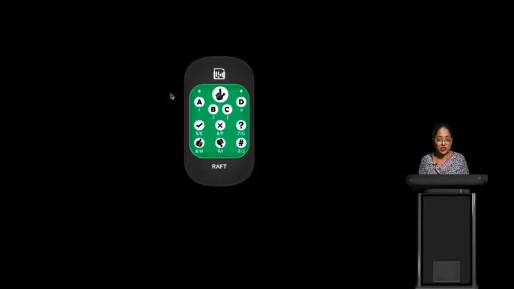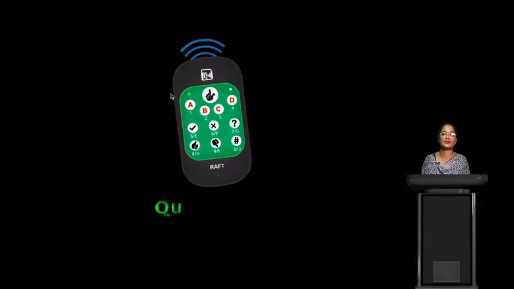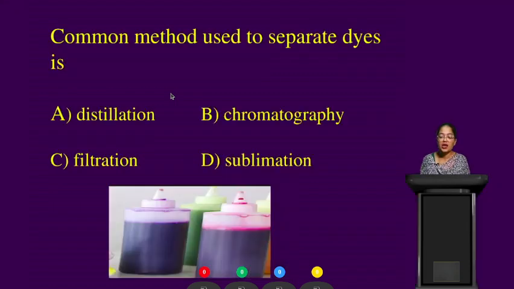Let's look into one question. The common method used to separate dyes. We just spoke about this earlier. So what is the common method used to separate dyes? A. Distillation process. B. Chromatography. C. Filtration. D. Sublimation. So I give you 30 seconds of time. This time starts now. I'm sure this is very easy.